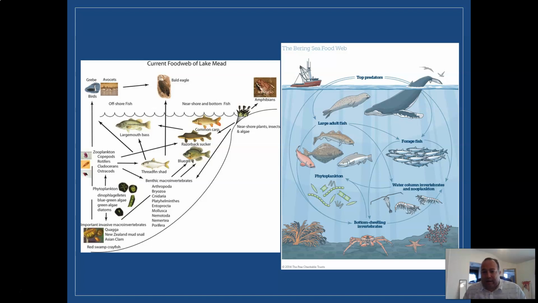And then on the right you can see what happens out in the ocean. So the Bering Sea food web is there, where you've got whales and seals, and then you've got large adult fish, and you've got some forage fish that get eaten by the larger fish, and then you've got the invertebrates and the plankton, as well as the bottom-dwelling invertebrates. And so that's just the idea of the food supply, and how do we make sure that there is a food supply, and how do these food webs work in terms of fisheries.